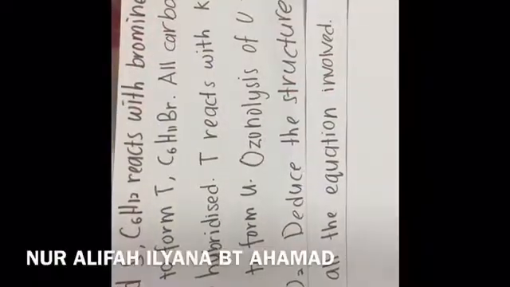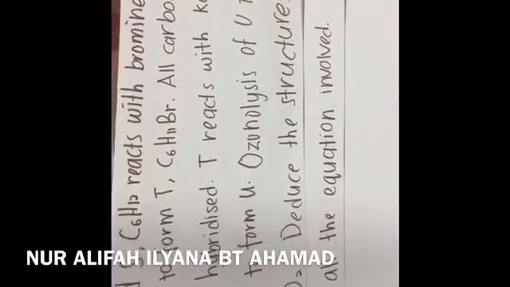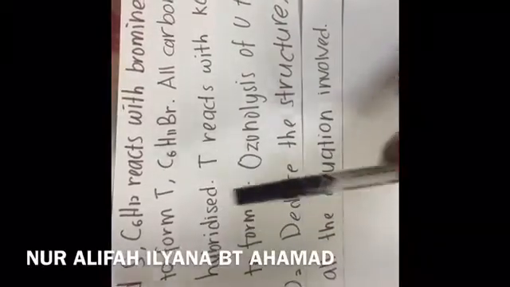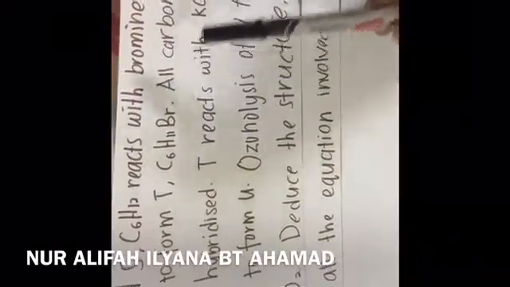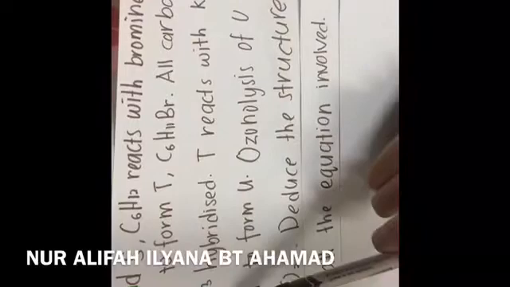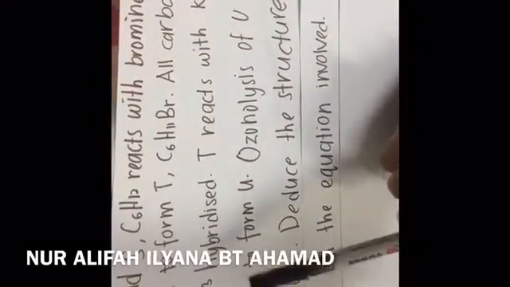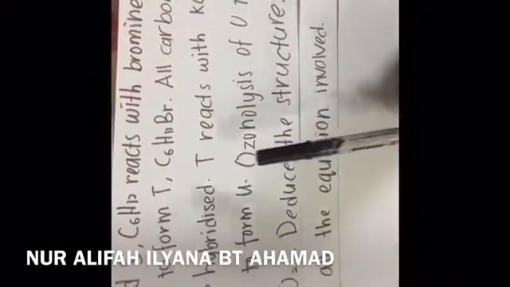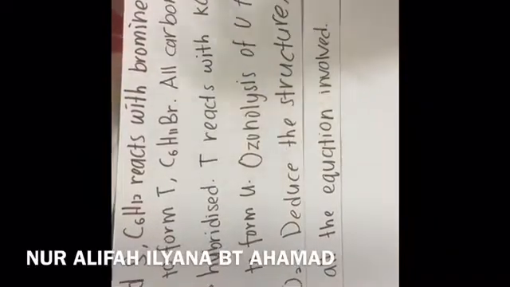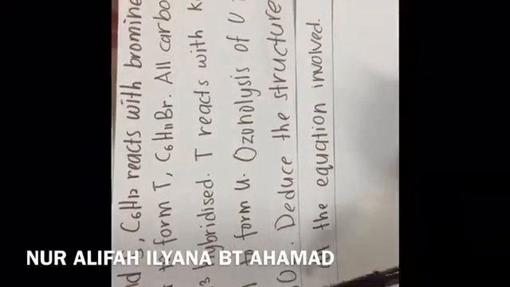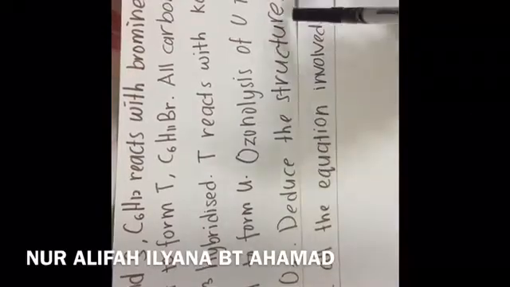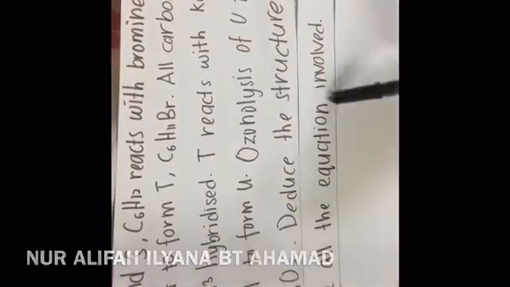I will continue with question C. The question is: compound S, C6H12, reacts with bromine under sunlight to form T, C6H11Br. All carbon atoms in S are sp3 hybridized. T reacts with KOH in hot ethanol to form U. Ozonolysis of U forms V, C6H10O2. Deduce the structures and write all the equations involved.